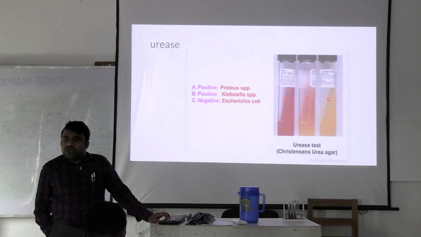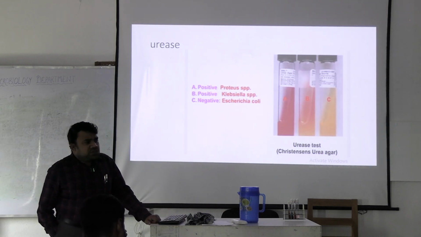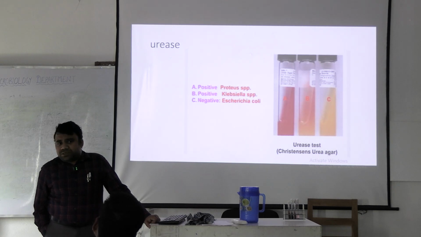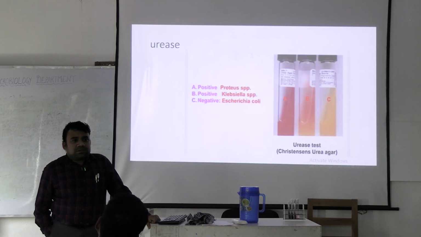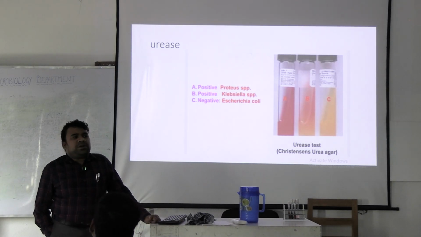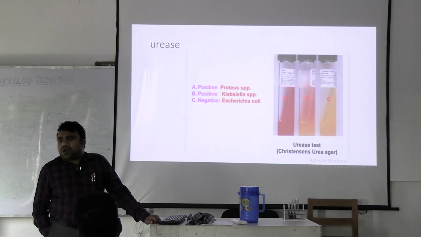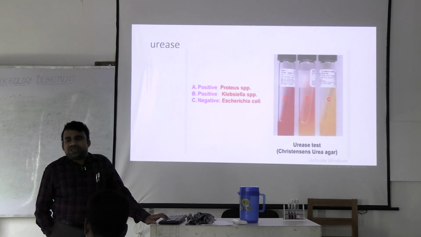coli and Klebsiella. So whenever you are given an organism in your examination, first look at the culture media, then try to describe the colonies. Okay. Now, can anybody tell how we describe a colony on a culture plate? How will you describe?